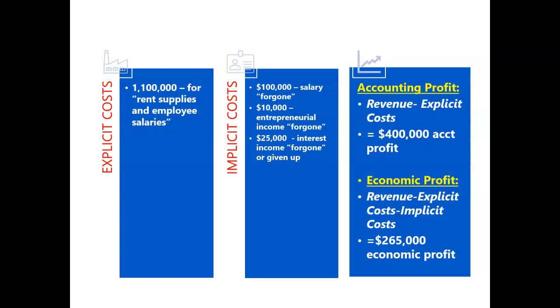So the economist says revenue minus explicit costs, which gives me the 400,000, also minus implicit costs. And when I subtract the implicit costs, I'm left with a positive economic profit of $265,000. So an economist would say you should totally do this new business, even though you're giving up 100 grand of a salary, $10,000 of income foregone from entrepreneurial consulting, and you're giving up interest income. You're still going to be doing better by doing this particular business, right? In fact, you're going to be doing $265,000 better. So you should totally do this.